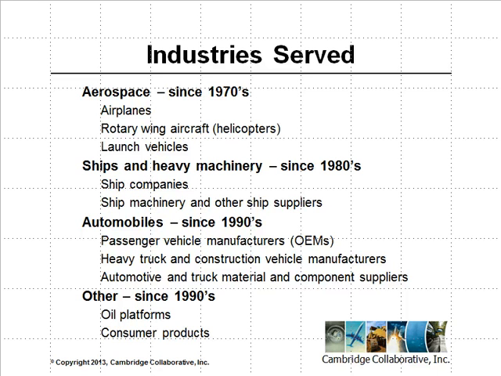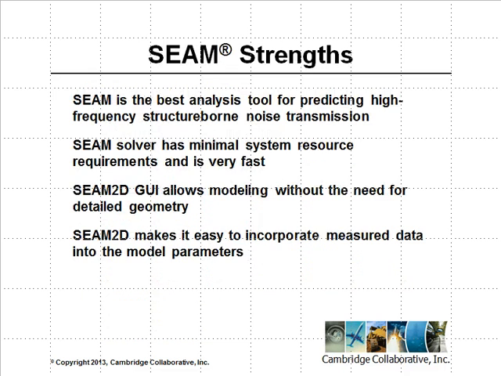And it has uses outside vehicle industries, for example, for oil platform acoustic and vibration design, consumer products such as generators or dishwashers, and even architectural acoustics in some cases. SEAM offers unique capability and is best in class as the only analysis tool that can reliably predict high-frequency structure-borne noise and vibration transmission.